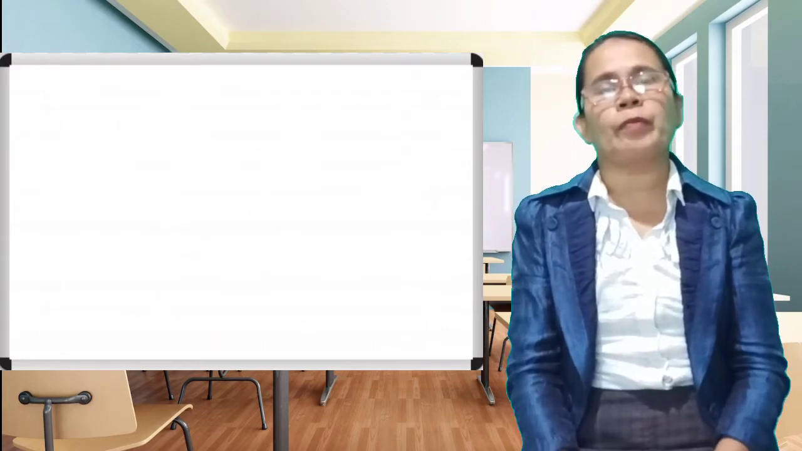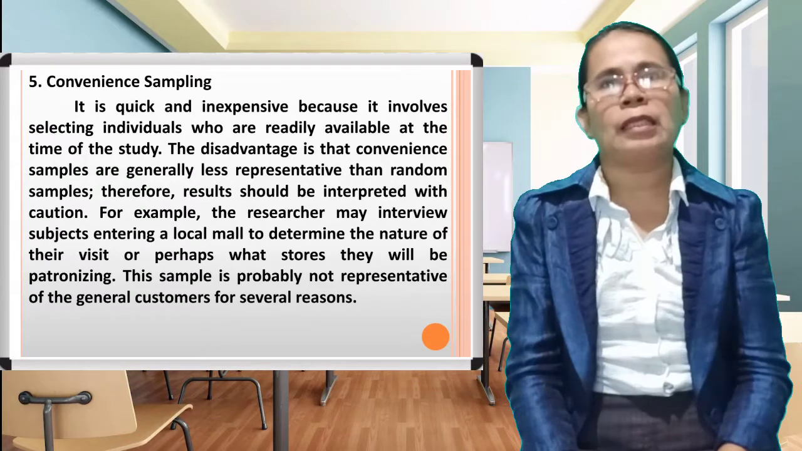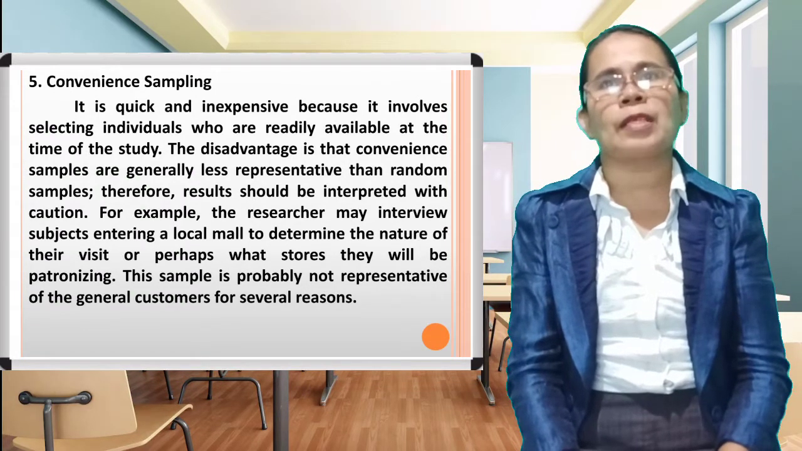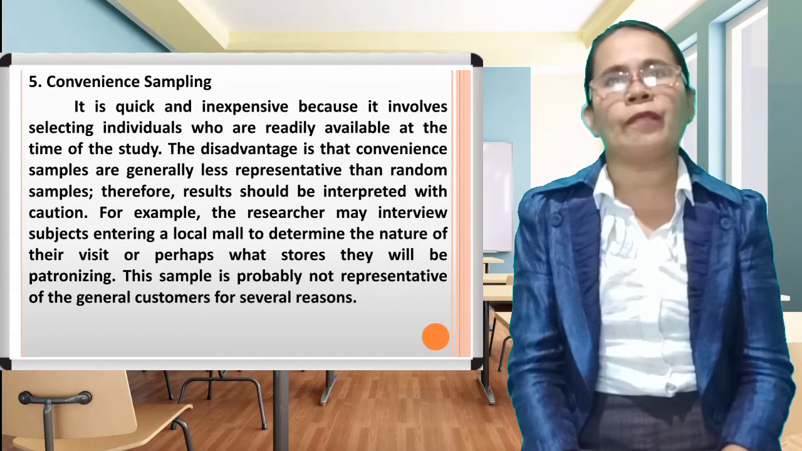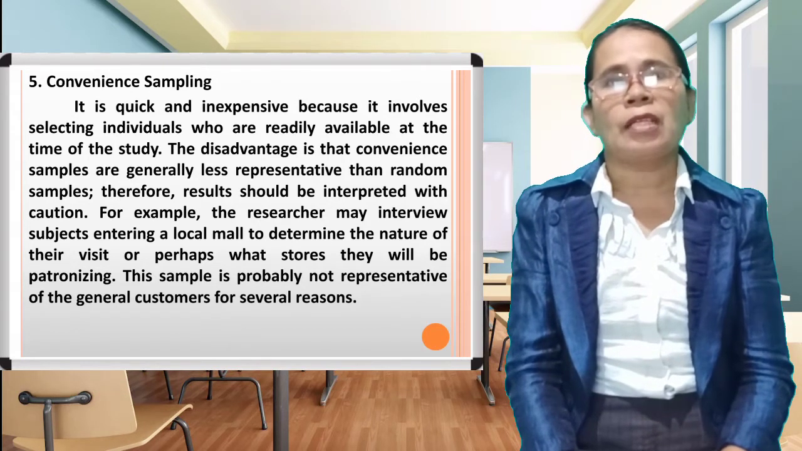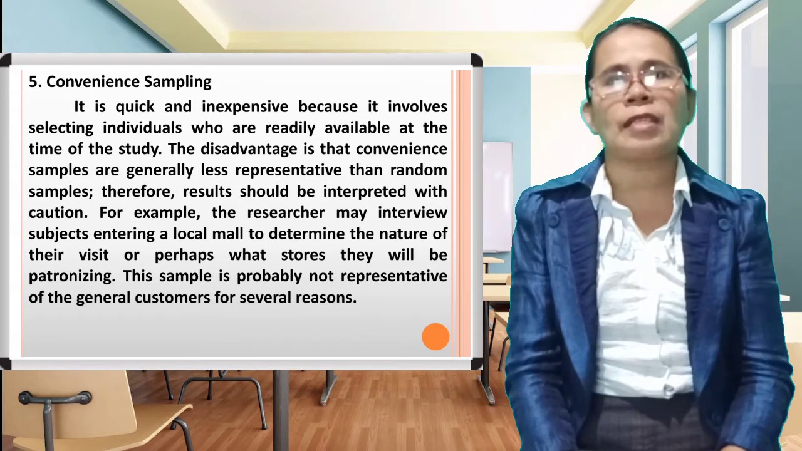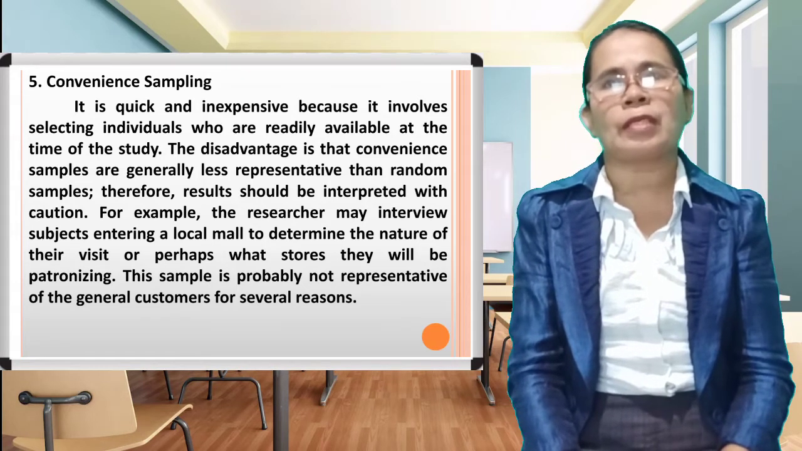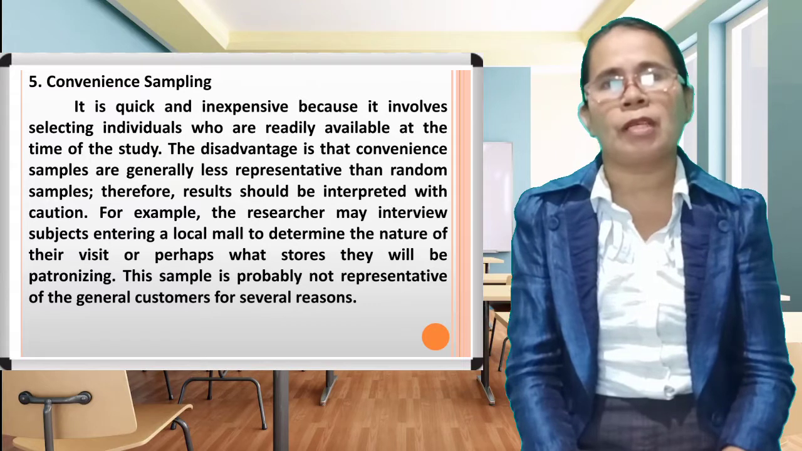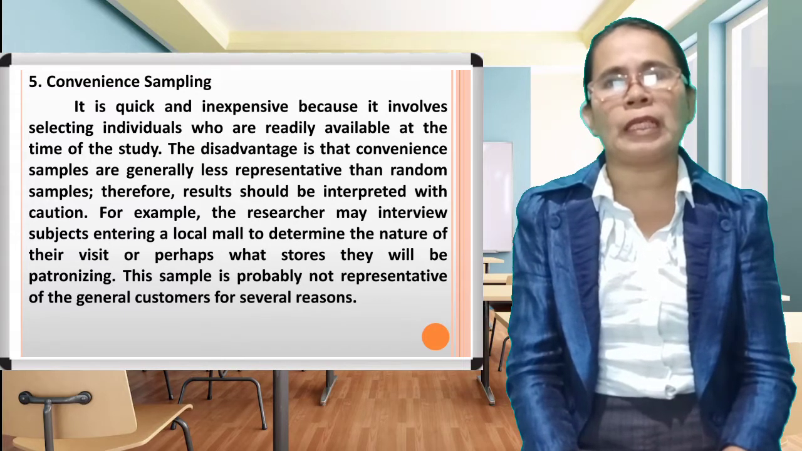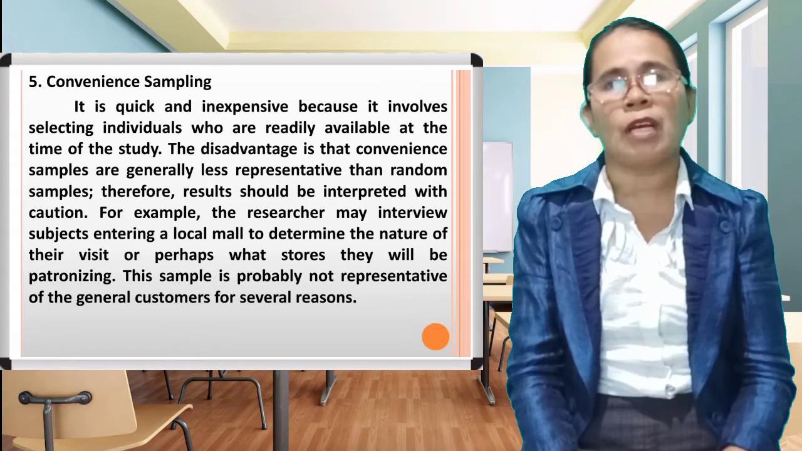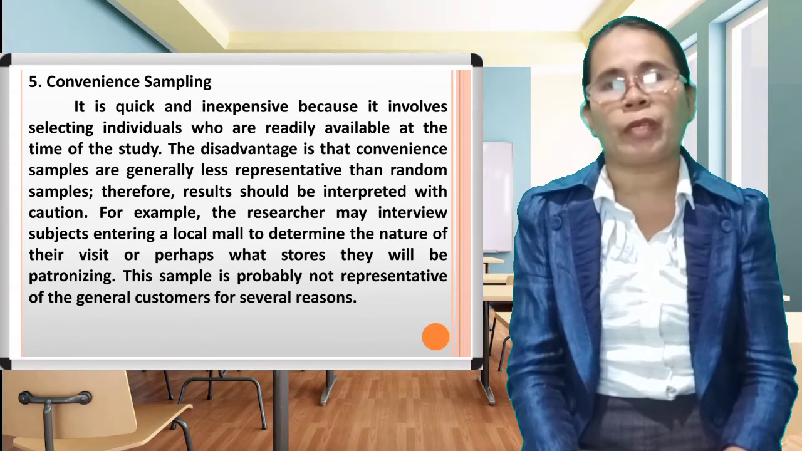Number 5 is what we call convenience sampling. It is quick and inexpensive because it involves selecting individuals who are readily available at the time of the study. The disadvantage is that convenience samples are generally less representative than random samples. Therefore, results should be interpreted with caution. For example, the researcher may interview subjects entering a local mall to determine the nature of their visit or perhaps what stores they will be patronizing.